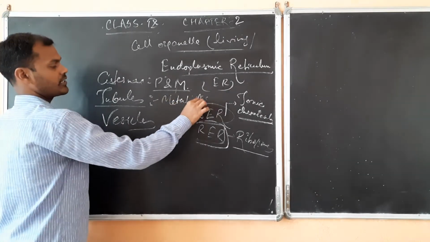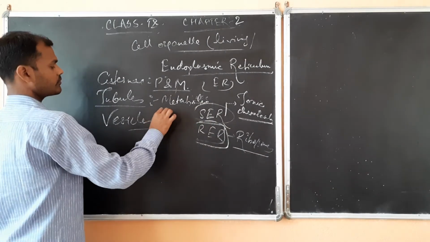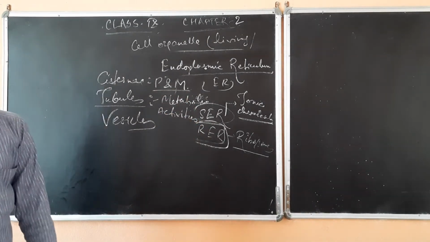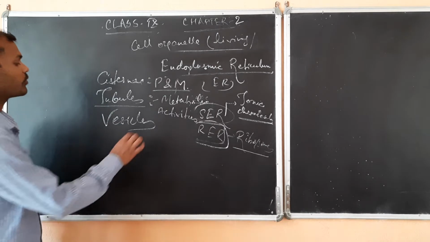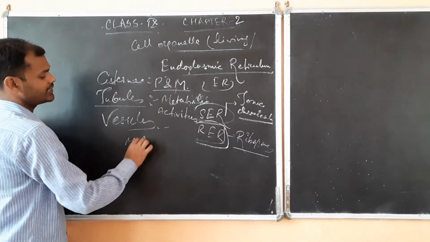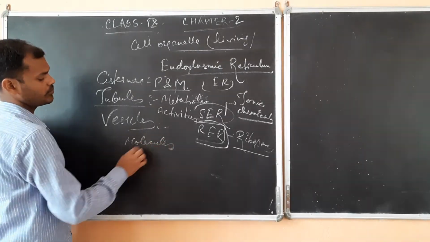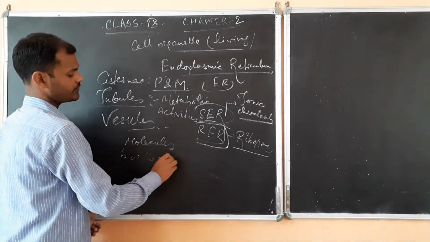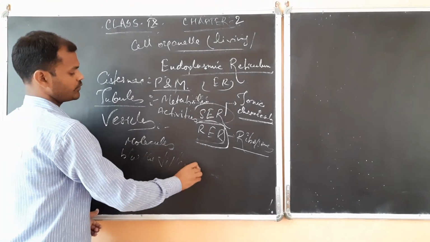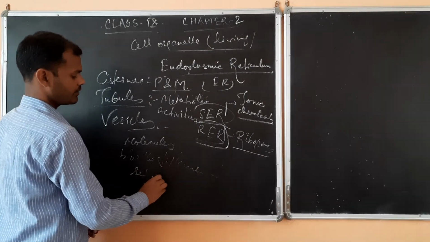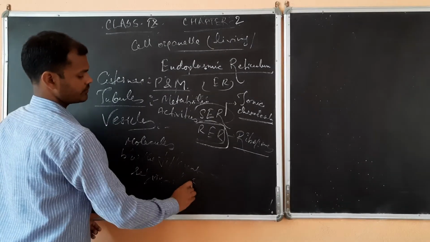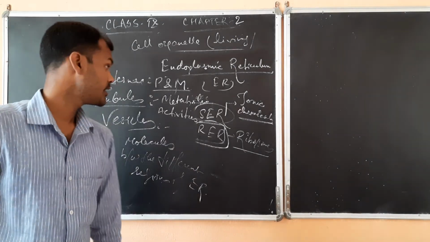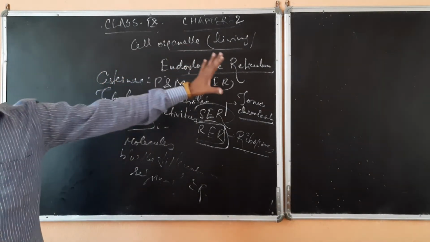Whatever metabolic reaction takes place inside the ER, the tubules are responsible. And last are the vesicles, which help in moving molecules inside the cell, between the different regions of the ER. These vesicles are responsible. So this is an overview of the endoplasmic reticulum.